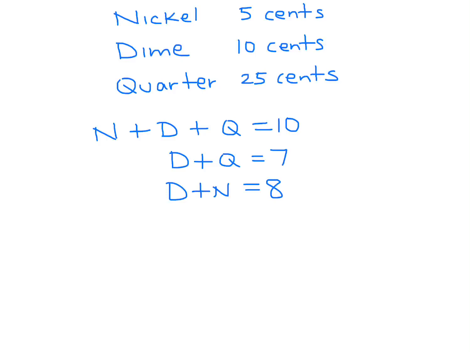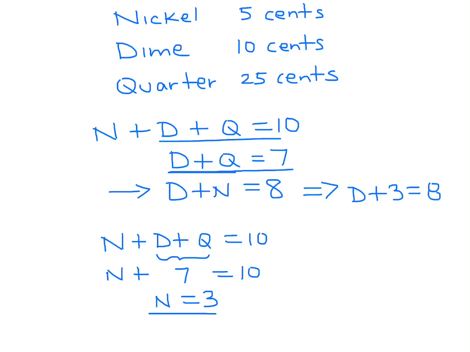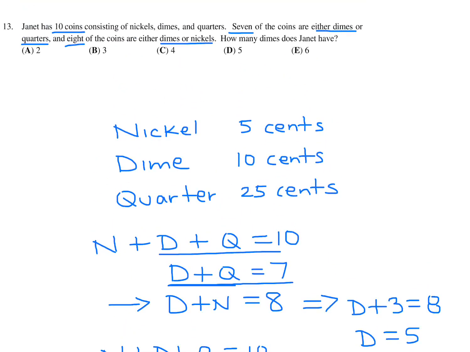Now what we can do is we can just plug this into here. So N plus D plus Q is 10, but we know that D plus Q is 7, so we can put that here as 7. So that becomes N plus 7 is equal to 10. And solving, we get N equal to 3. So now we just put N equals 3 back into there, and we get D plus 3 is equal to 8, and therefore D is equal to 5. And that's what the question was asking, I believe. How many dimes does she have? So dimes is equal to 5, so the answer here is D.